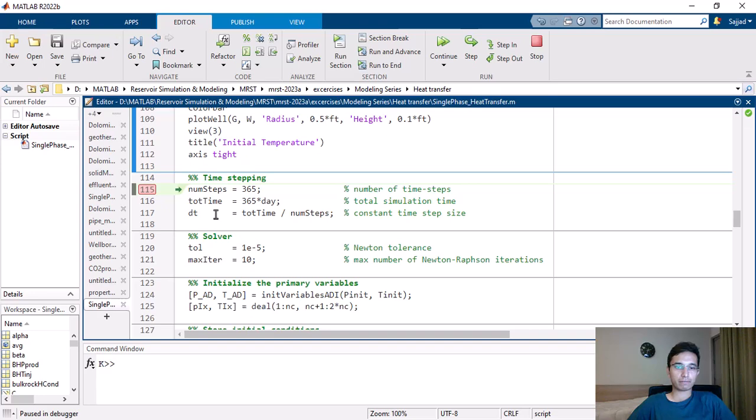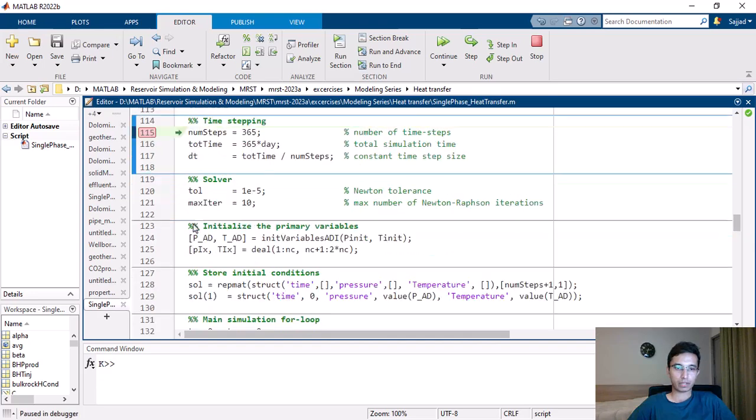All right. In this section of the code, we have specified the total simulation time, which is about 1 year. And here we have calculated the time step size, which is the same value for all the time steps that we have for the simulation. And here we have specified the info of the solver, which is the Newton-Raphson nonlinear solver. This is the Newton-Raphson tolerance, and this is the maximum number of iterations that it could take.